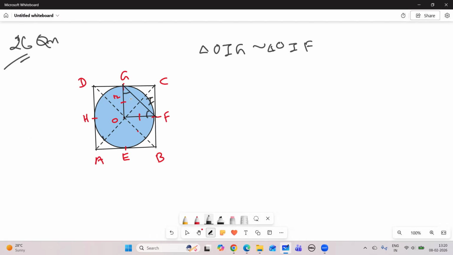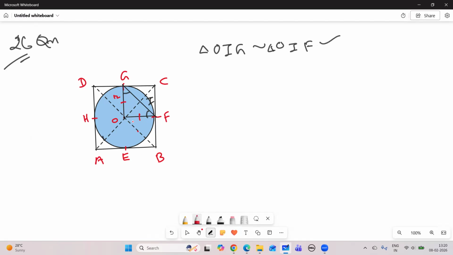Okay, we'll show that these two triangles are similar. Why? This side OI is common and side OG is equal to side OF, and these two angles are equal. Therefore, by SAS, these two triangles will be similar. Once we have got this, the corresponding angles become equal.